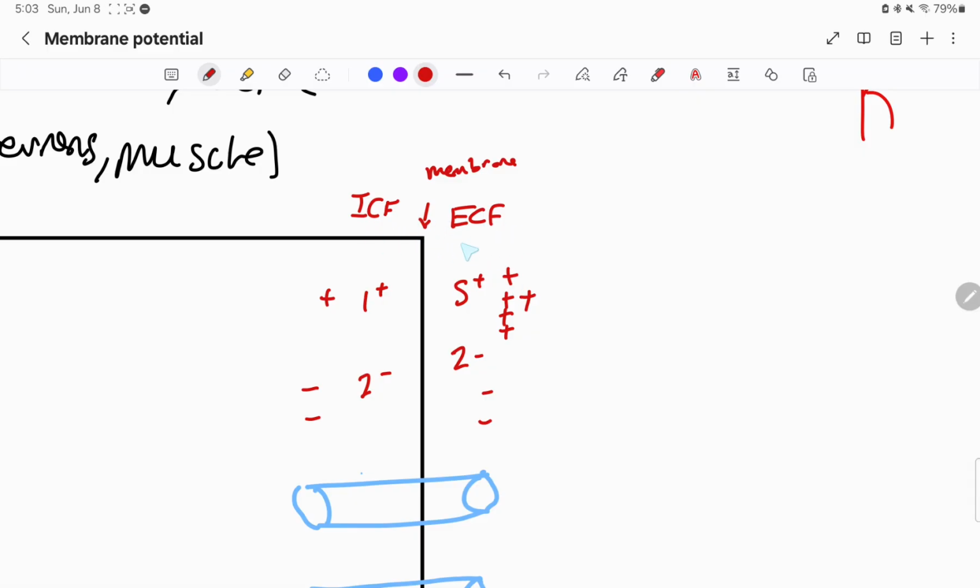Question, is there a membrane potential here? Yes or no? If you're saying yes, pat yourself on the back, okay? Because there absolutely is a membrane potential here. There is a separation of charge. There are 5 positive charges here where there is only 1.